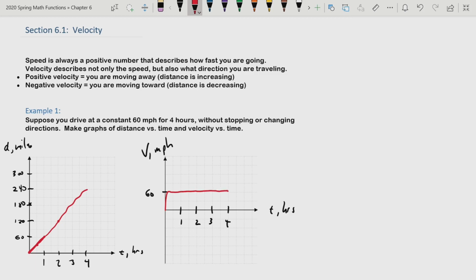So this is the graph of velocity. Note it's flat. Because this is a graph of directed speed, your speed is 60 miles per hour away the entire time. It's basically 60 the entire time. There's a little jump at the beginning to get to speed.